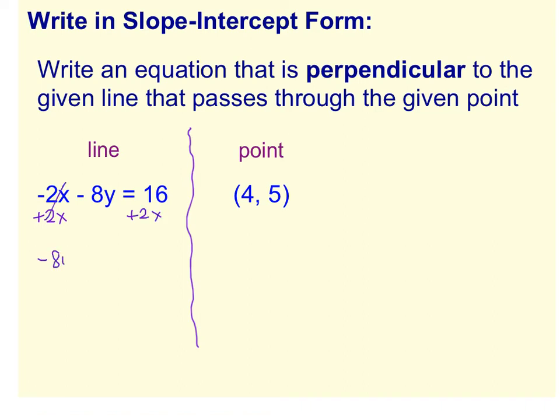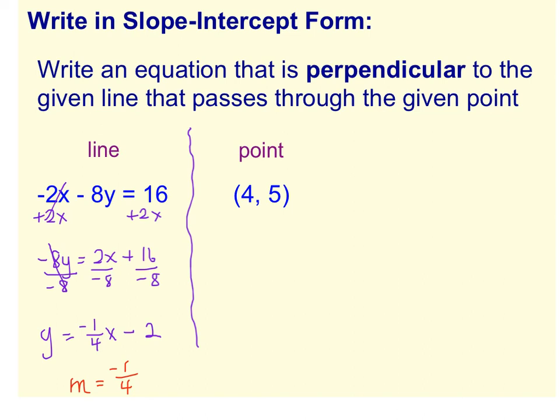Carry down your -8y equals 2x plus 16. Divide everything by -8. And we get y equals, now this 2 over -8, we can reduce that fraction. It'll reduce to -1/4. The x just stays on the side. And then 16 divided by -8 is -2. All right, so we did all that work to solve for y. Our reason for doing that is so that we could figure out what our slope is. So the slope of this line is -1/4.